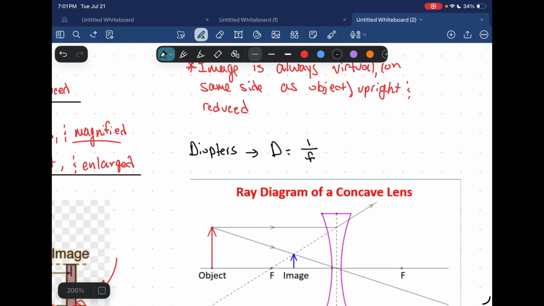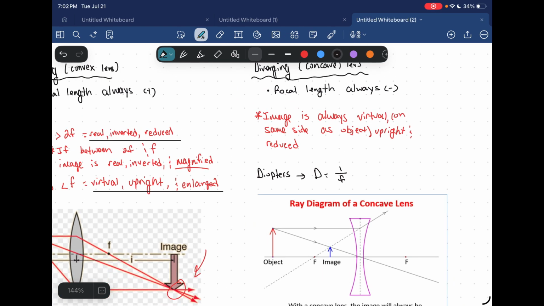And you'll notice that I have the word diopters here. If you're not familiar with what diopters means, it's a way of quantifying the strength of a lens. It is the inverse of focal length. So a lens with a lower focal length is higher in diopters, and higher diopters just means it's stronger.